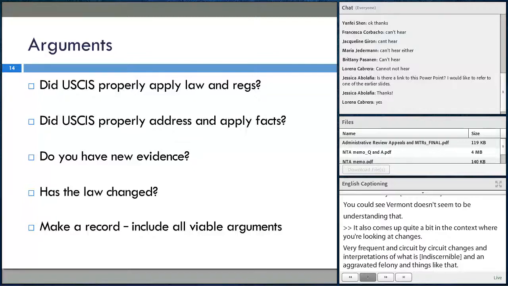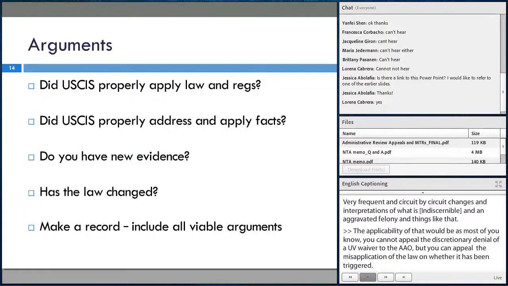So taking Amy's example, let's say the 11th Circuit has decided that a crime as applied to crimes of moral turpitude has changed. If Vermont is applying the old law, that would be a motion to reconsider, right, because they're wrong on the law.